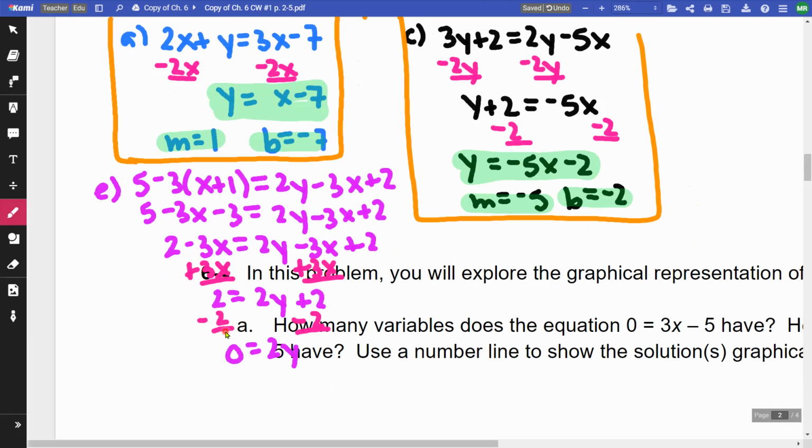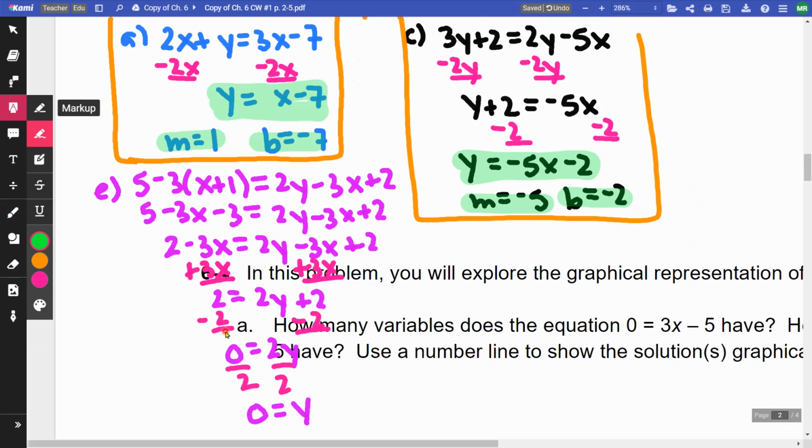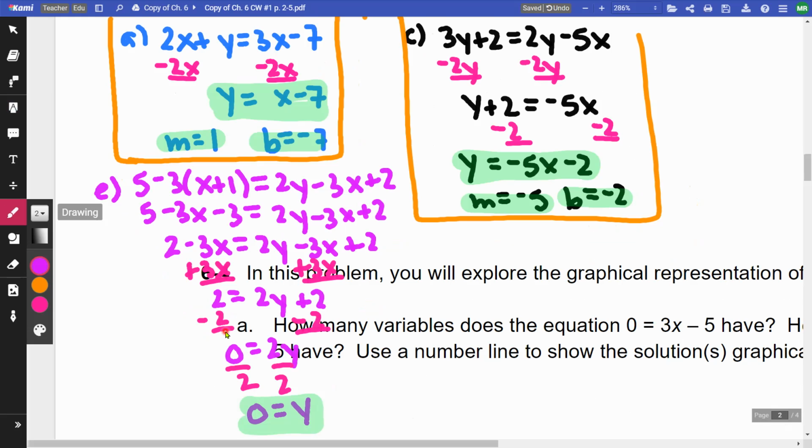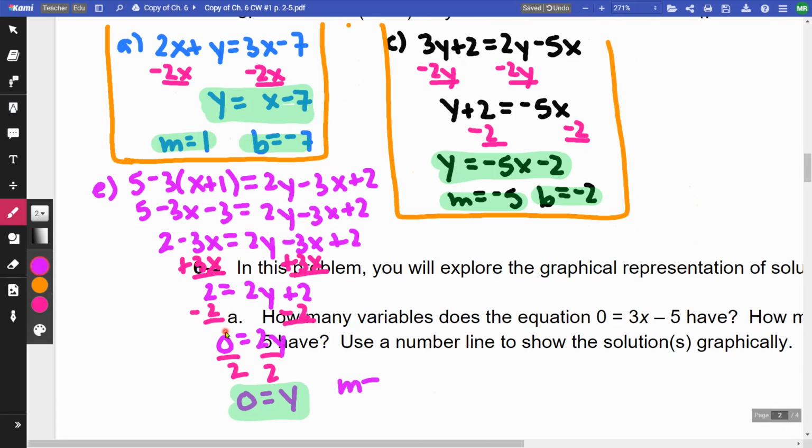And I'm going to divide for my last step, both sides by 2. And so when I divide by 2, I get 0 is equal to y. And that is our equation. Now, if that is our equation, your slope is going to be 0 because I have no x. And your y-intercept is also 0.